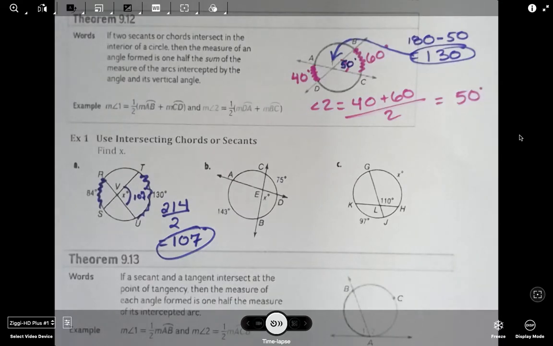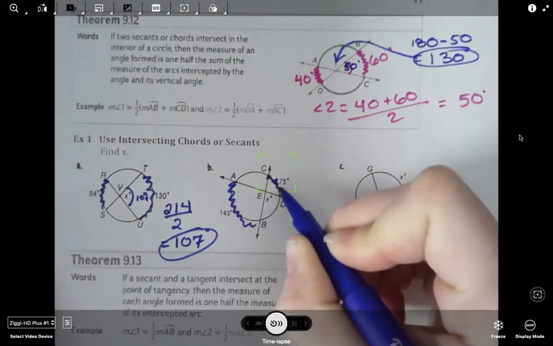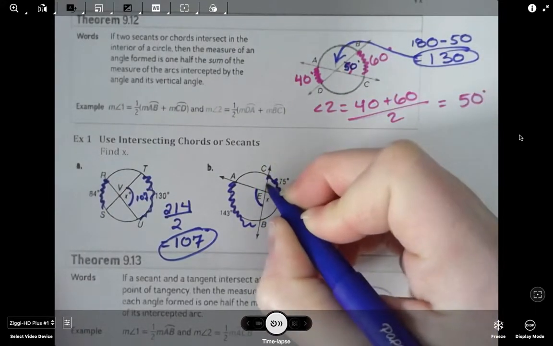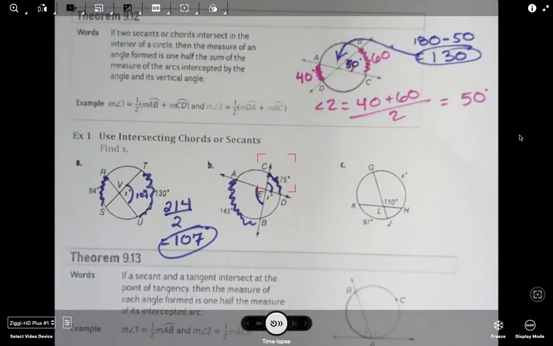Okay? Now the second one. That one is a little bit tricky because angle X is not the angle that we're talking about. If we add 143 and 75 together and divide by 2, it will give me this one or this one, the left and right one, but I want the X. So we're going to find these ones that I marked in blue, but then we're going to subtract to find that X. Does that make sense? Okay?